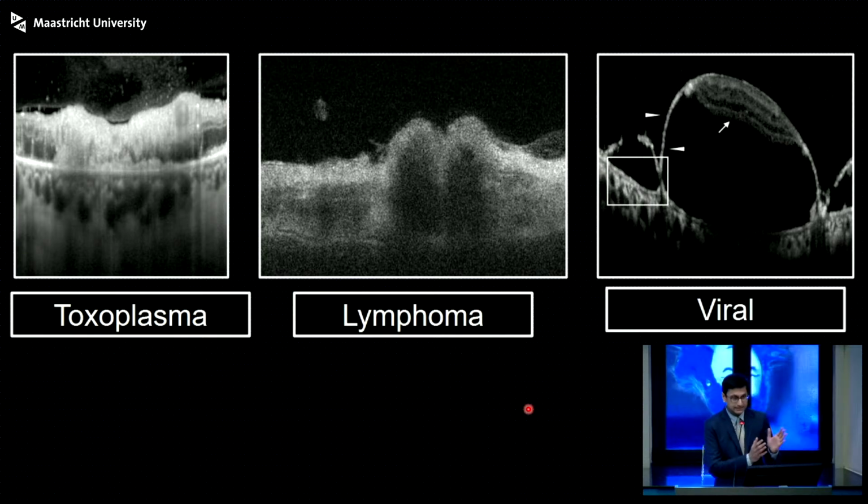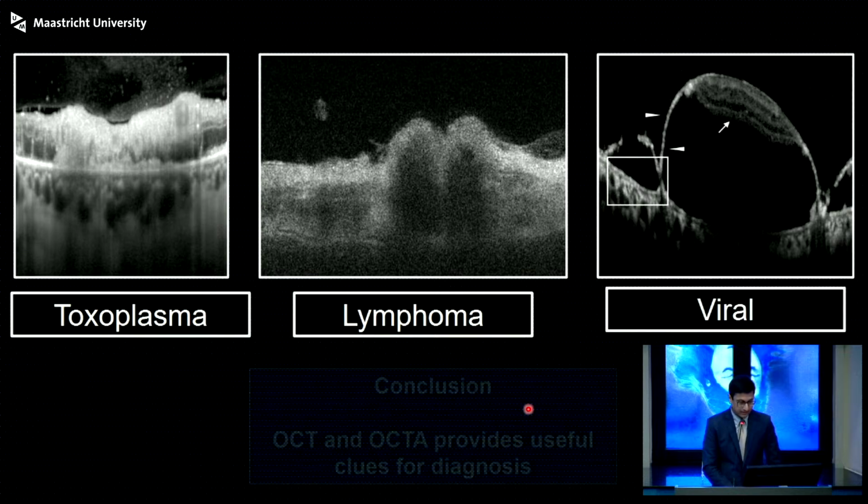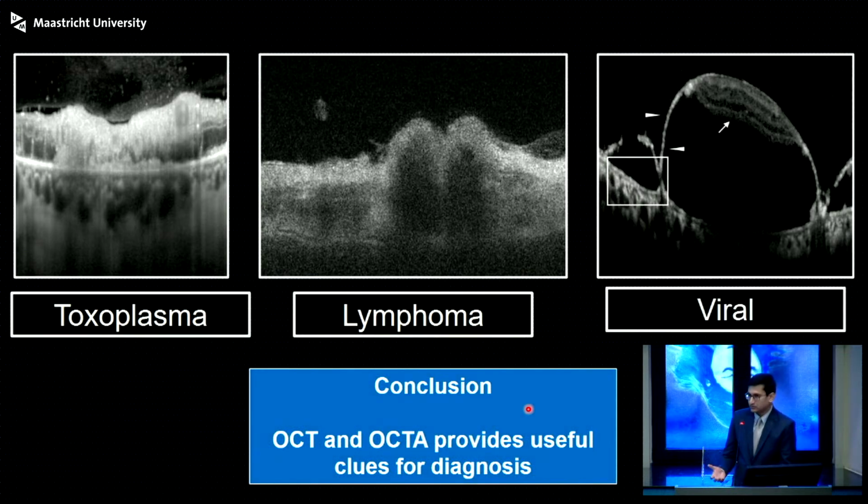So you have on one side a parasitic infection called toxoplasma, and then you have a cancer called lymphoma, which is affecting the eye, and you have a viral infection affecting the retina. We observe that OCT and OCTA can complement your laboratory testing, enabling the clinician to narrow down to the diagnosis and rule out some other diseases.